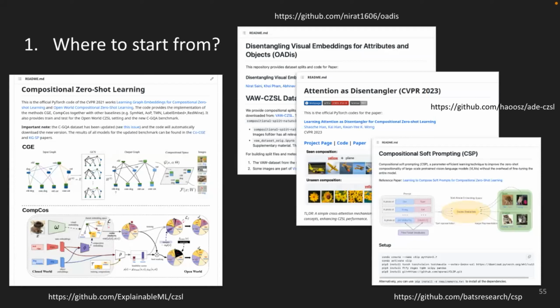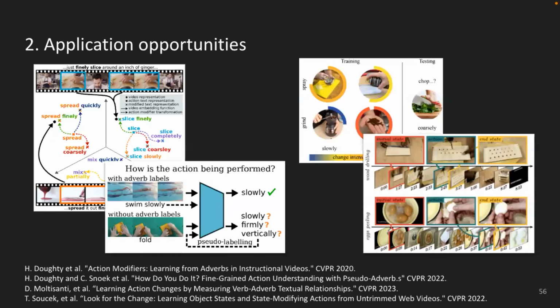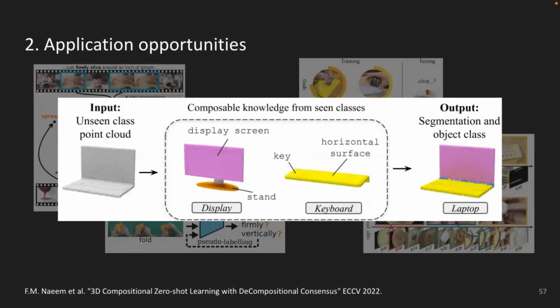They are all GitHub repos with different types of benchmarks, but usually they also contain all the baselines that are presented. There are application opportunities. I talked about classification because it's my focus, but Dima Damen's group and Andrew Zisserman worked a lot on this topic for videos, especially verbs and adverbs and actions. Ferjad, who was here before, has been working on 3D stuff with the same principles.